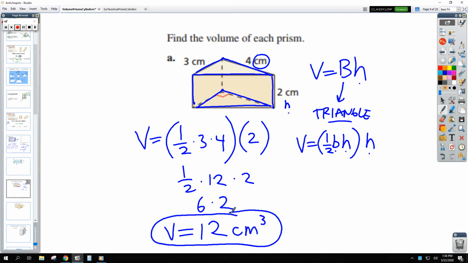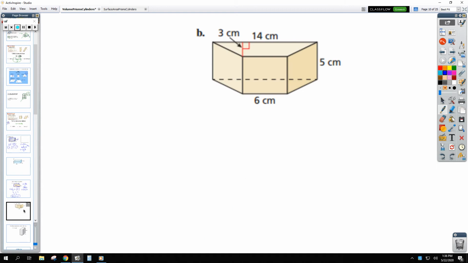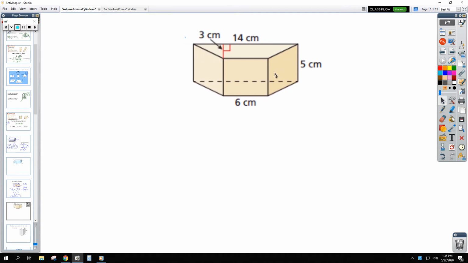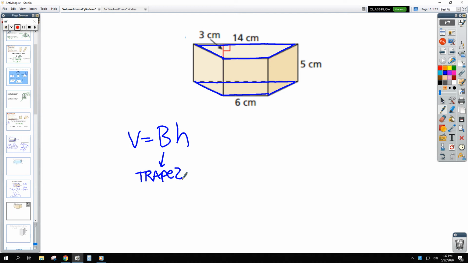Okay? How about a tough one? What kind of a prism do we have here? The shape of our base here is a trapezoid. So we're going to take our volume formula, base area times height, and replace the B part with the area formula for a trapezoid, which is what?